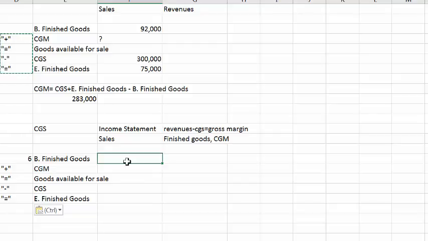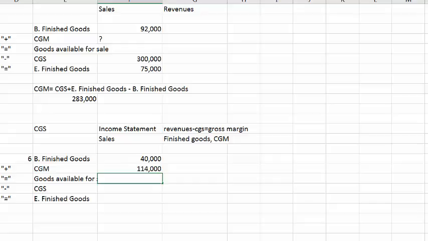So here I'm looking at 40,000, okay, and the CGM I'm looking at 114,000. For goods available for sale, I can just add them. Okay, pretty simple calculation. If you add those numbers, okay, let me make this.